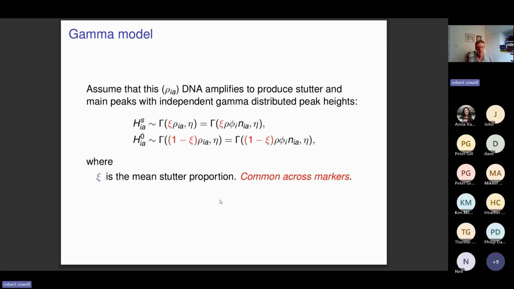Now, we assume that this DNA amplifies to produce both stutter and main peaks with independent gamma distributed peak heights of the following form. And you can interpret this as saying a certain fraction, C times the amount, goes into producing the stutter, indicated by the superscript here, and the remainder goes into producing the main peak at A. We assume these are independent gamma distributed random variables with a common scale parameter. And this is the same for all the alleles and all the individuals. So eta is a common scale parameter.